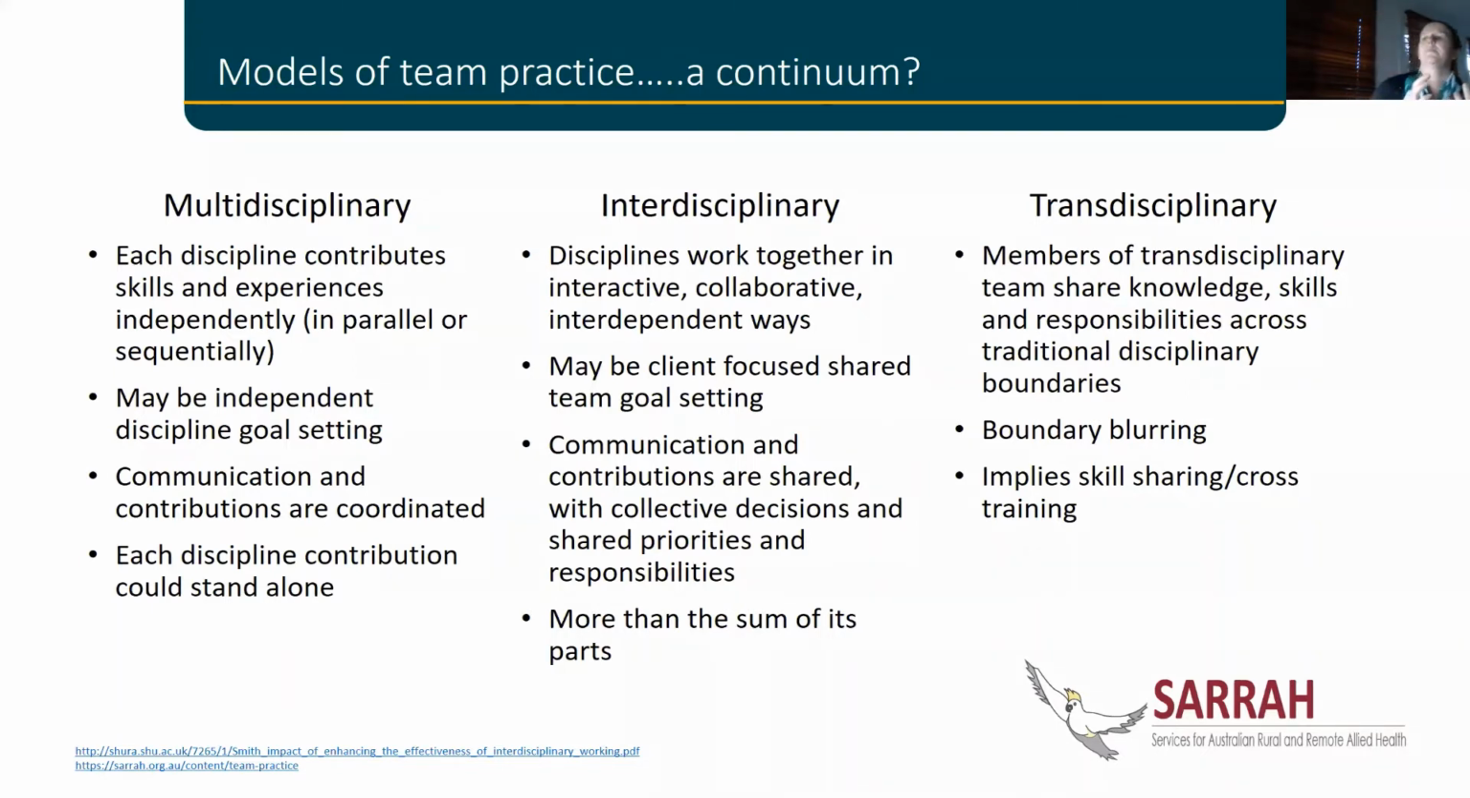So when you think about multidisciplinary, if any of you have done any placements in the hospital yet, you might have a ward meeting where you sit around and discuss a patient or discharge goals or that kind of thing. And that would be a multidisciplinary meeting. We've got lots of people coming together to talk about the care of the same patient, but a lot of those disciplines will do their care independently of one another. So each discipline's contributing their experiences independently.